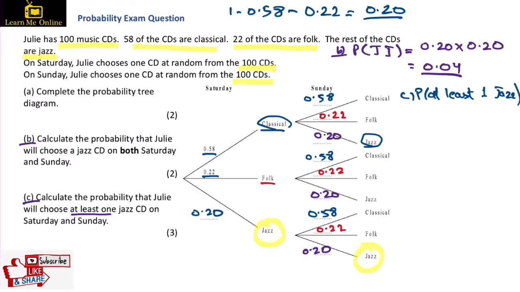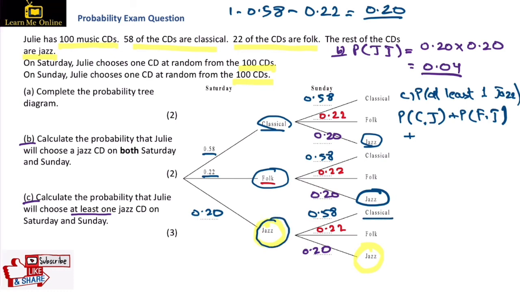Okay, I'm going to start with the first one now. So as I said, classical and jazz could be the first combination. So I'll use the initials. So C and J is the first combination. Then because at least one jazz means it could be folk and jazz, so F and J is possibly the next combination. We're going to add all the combinations together. The next would be jazz with a classical, so jazz and classical. The other one would be J and F, so probability of J and F. And the last one would be probability of J and J, because we say that at least means it could be both of them would be jazz as well.